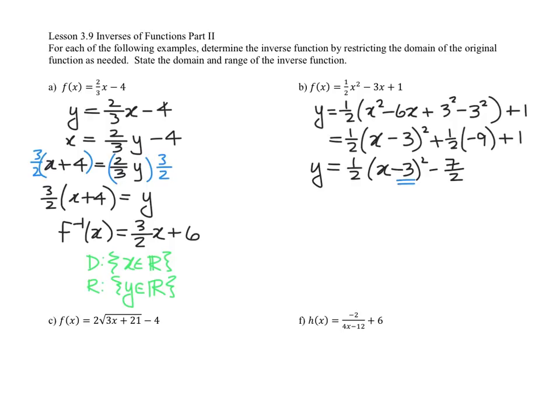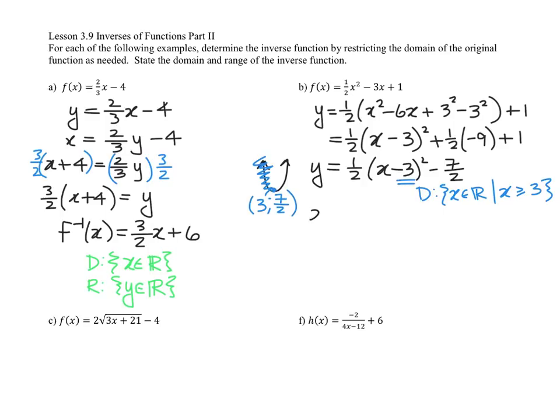We're going to take the x-coordinate of the vertex, and we're going to say that our domain restriction is that x is greater than or equal to 3. So essentially what we've done is we've taken this parabola and we've deleted, again, the left arm, so that the parabola starts at 3, negative 7 over 2.